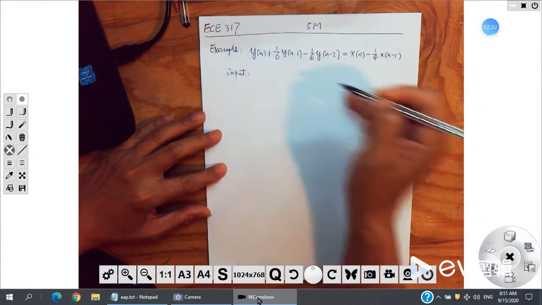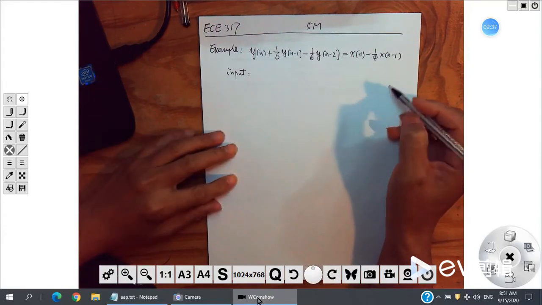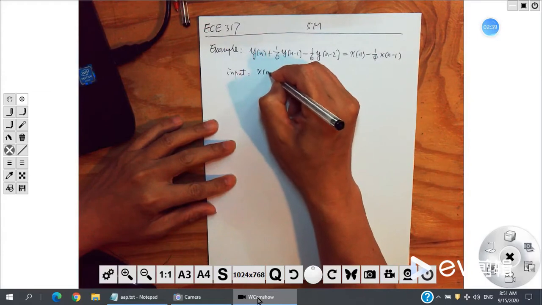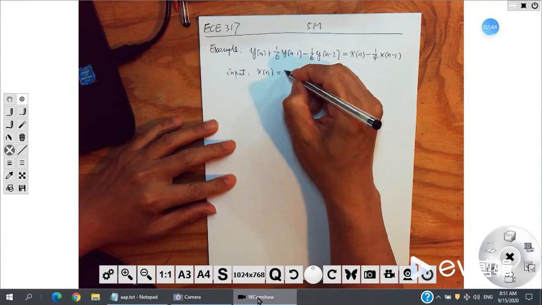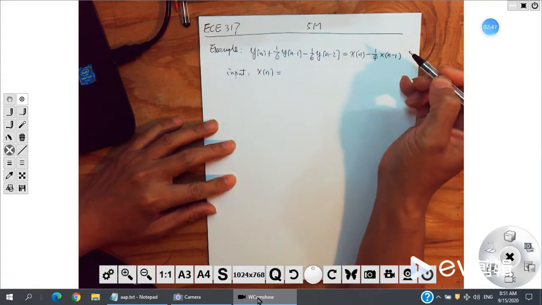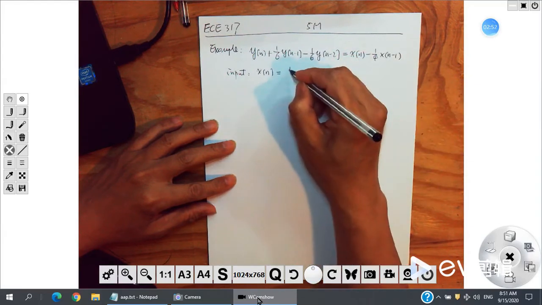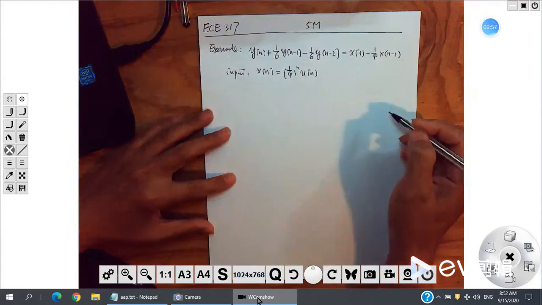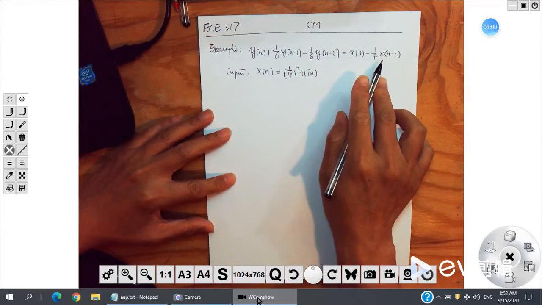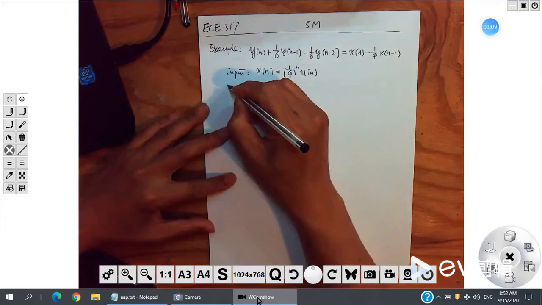We have input. Which one? Doesn't matter. For a simple one, x of n is 1/4 to the n times u of n. I use this one as input. Then plug in here. We use this as input, and we try to find the output.